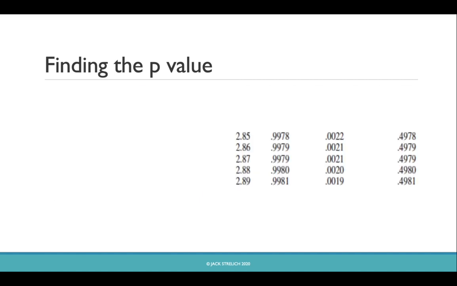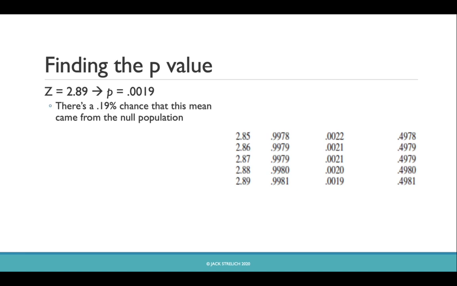So if we scroll way down in our table of z-values, we'll find, as we see in the bottom row, that a z-score of 2.89 corresponds to a p-value of 0.0019. In other words, there's a 0.19% chance of finding a statistic this high or higher if we're sampling from the null population. Because 0.0019 is less than our alpha of 0.05, we can reject the null.